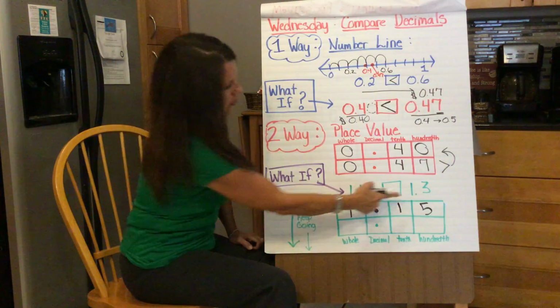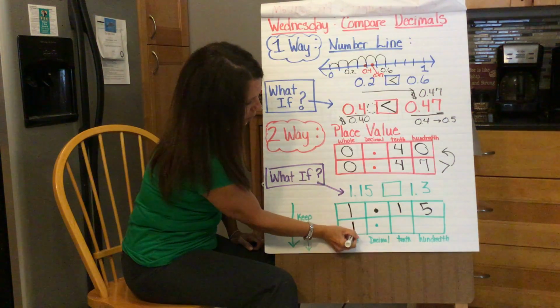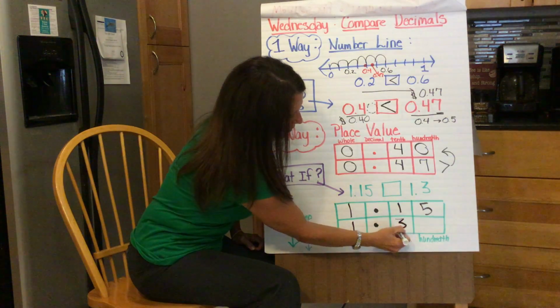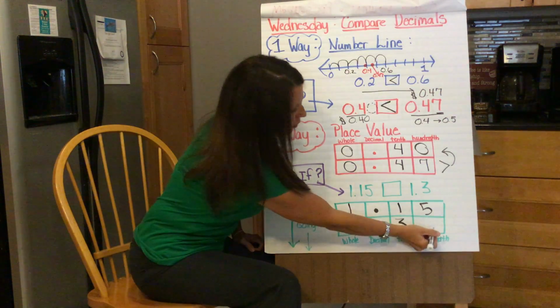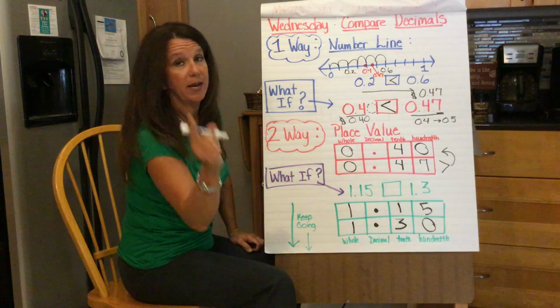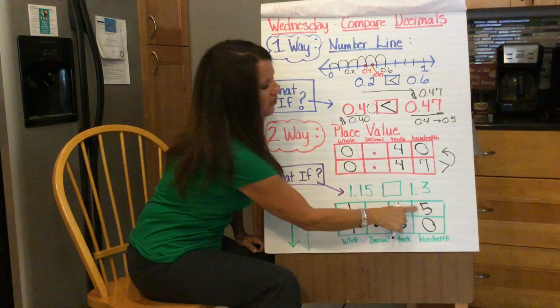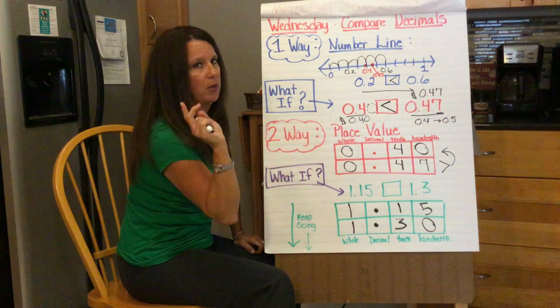All right, well, let's look at the next number. We have 1 whole, put our decimal, and then we have 3/10, and we have 0 hundredths. All right, now, what I know some of you are thinking is, oh, well, there's 5 hundredths, so this number's bigger. But you can't look at it that way.